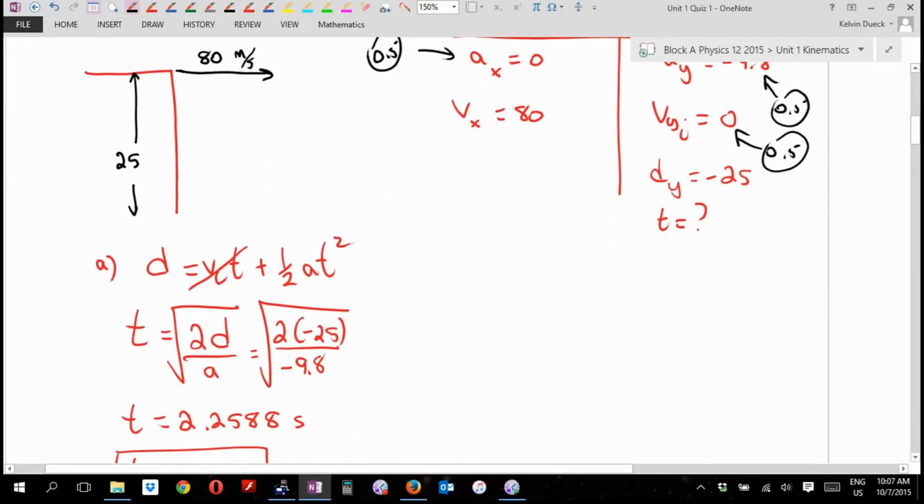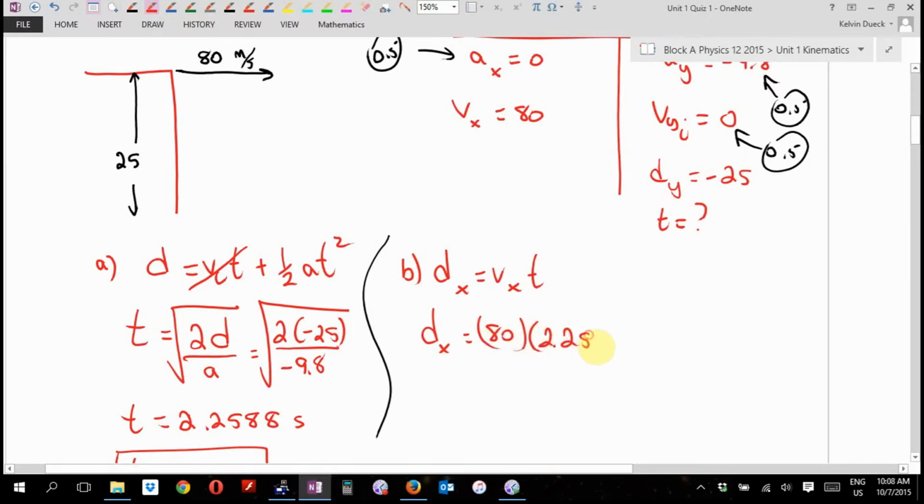Part B says, how far does the cannon travel horizontally? Why, I think that's asking me to find a dx, which is going to be vx t plus, oh, why don't I bother writing plus a half a t squared? The range is going to be 80 times 2.2588.